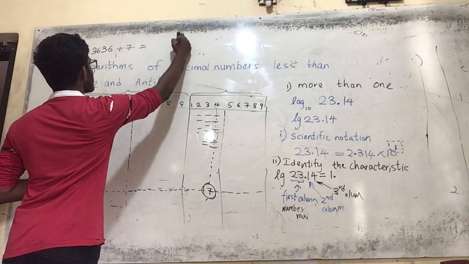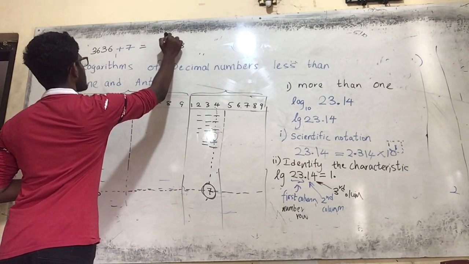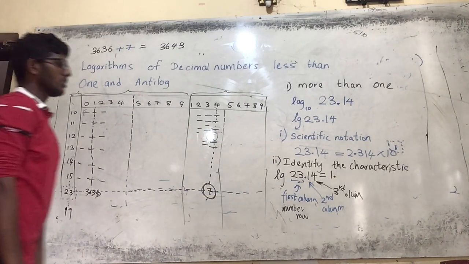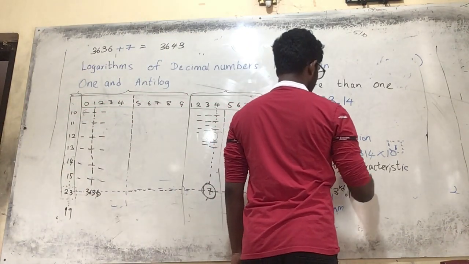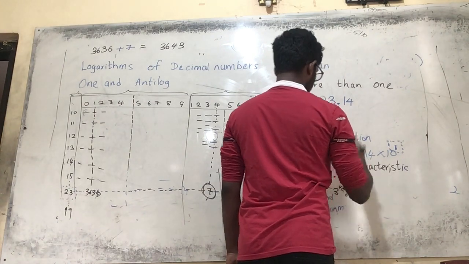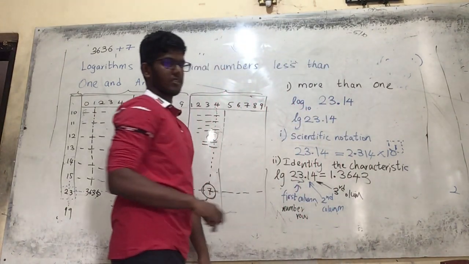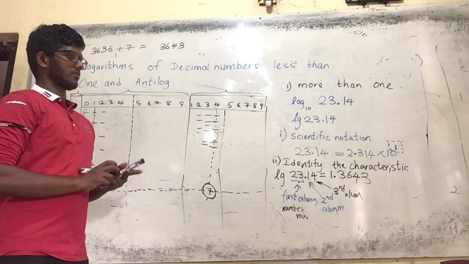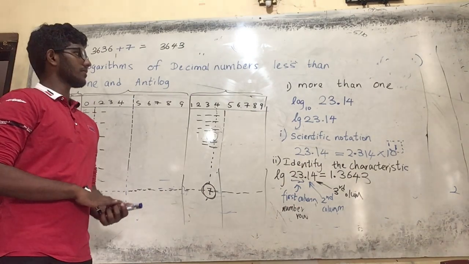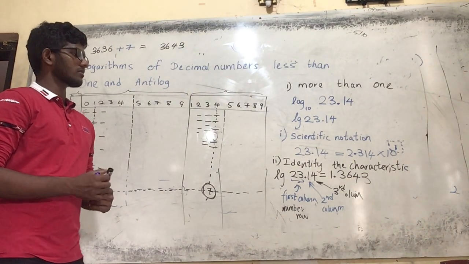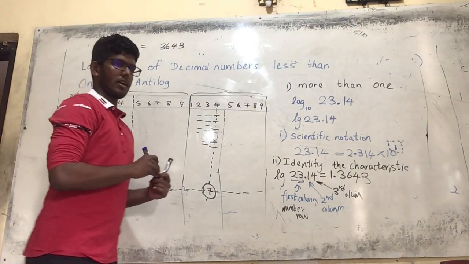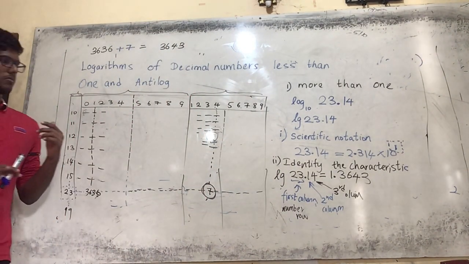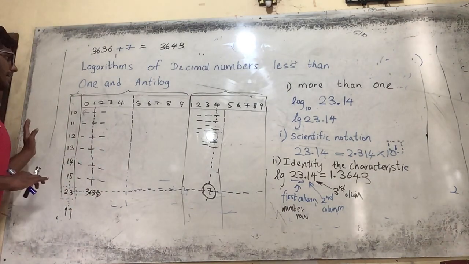7 plus 3646. You come here and just write that number, 3640. That is the log value of 23.1. Okay. Right? Right. So, please pause the video and write everything down.